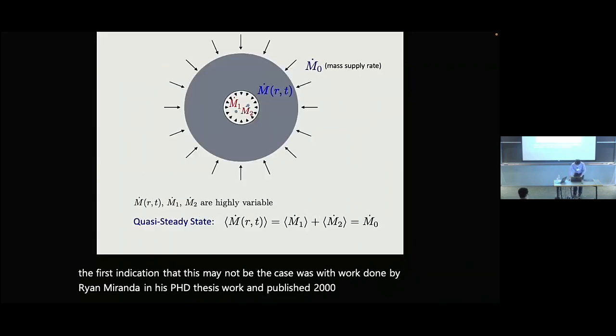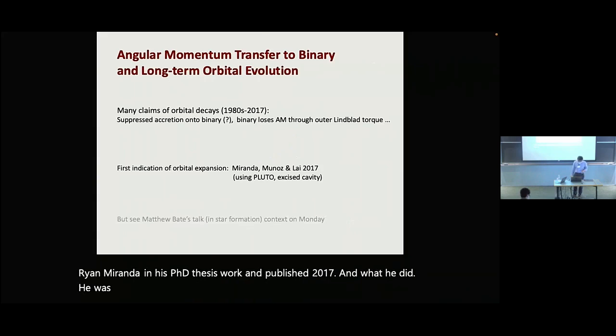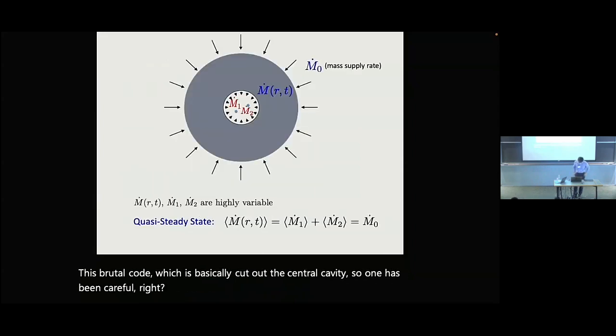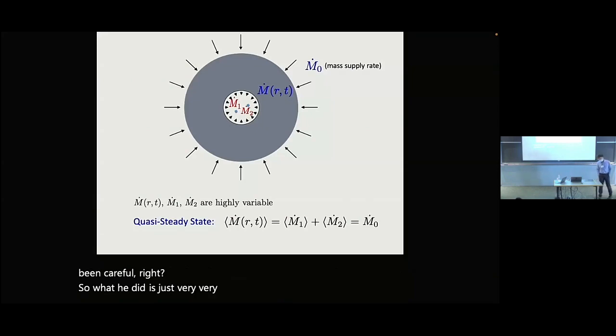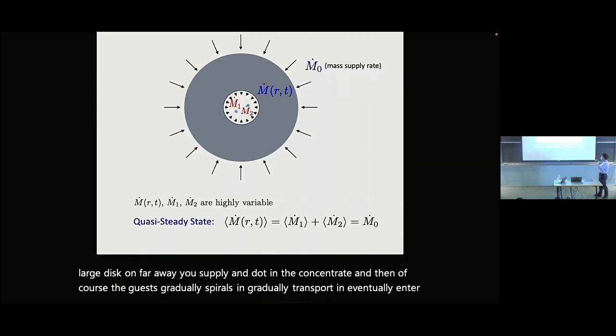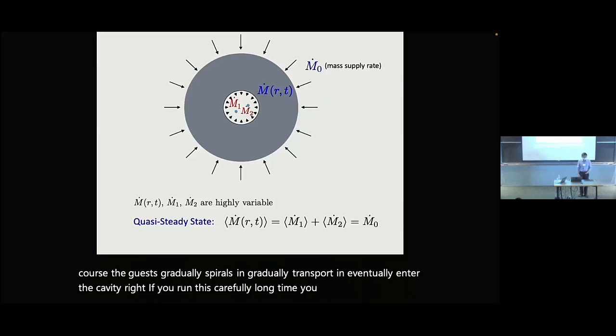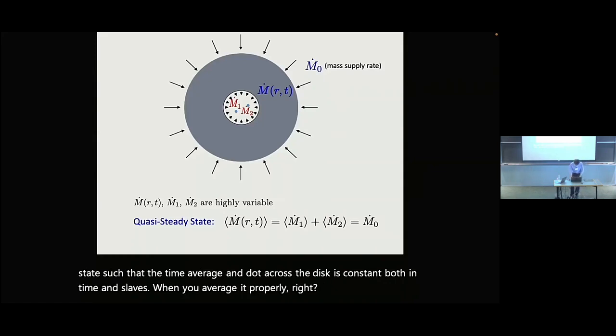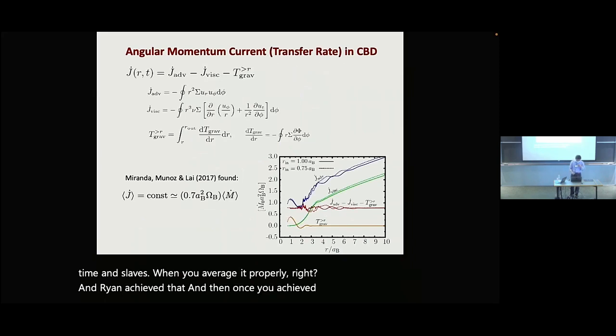What he did, he was using the Pluto code, which basically cuts out the central cavity, so one has to be really careful, right? Okay. So what he did is this very carefully designed experiment. You have a large disk from far away, you supply M dot at a constant rate, and then of course the gas gradually spirals in, gradually transports in, eventually entering the cavity, right? If you run this carefully for a long time, you reach quasi-steady state such that the time average M dot across the disk is constant, both in time and space when you average it properly, right? And Ryan achieved that. And then once you achieved that, he can calculate the angular momentum transport rate, the angular momentum flux across the disk, right?